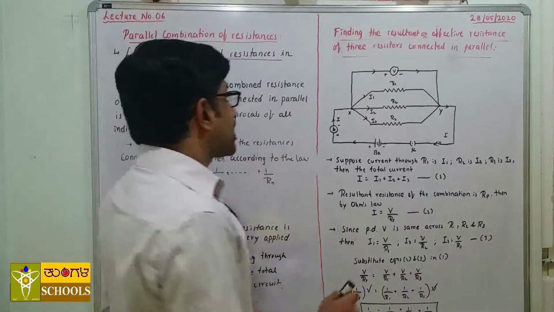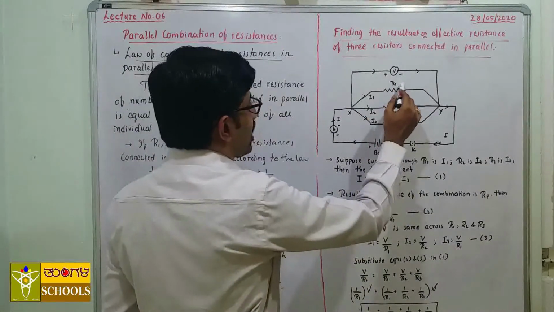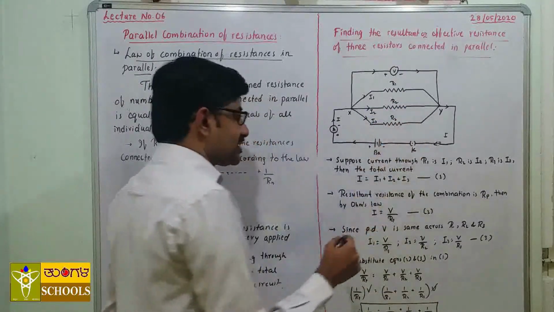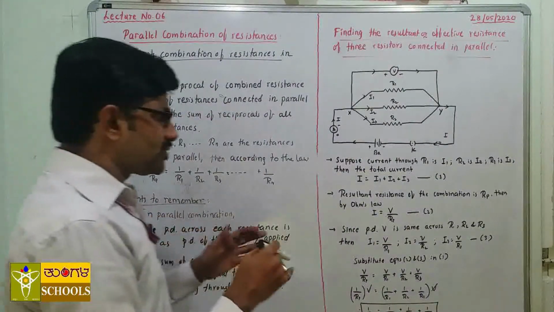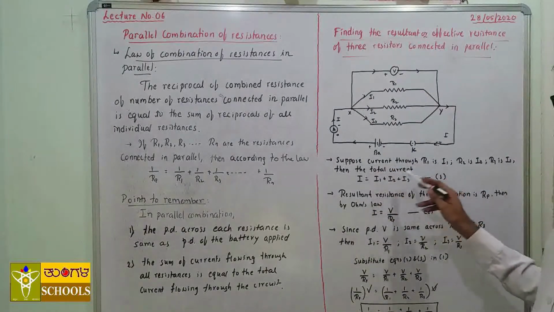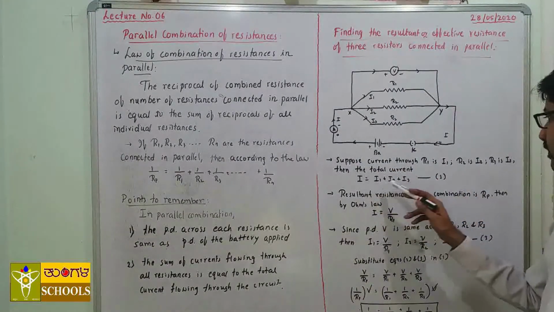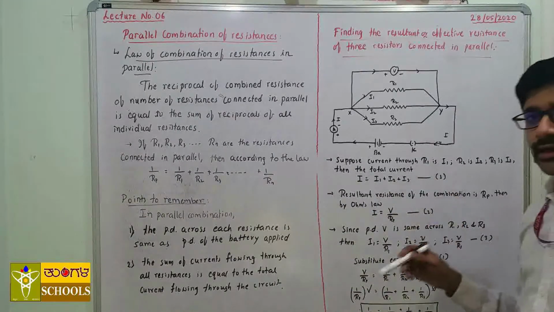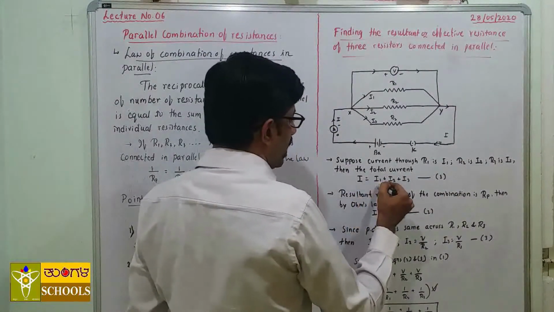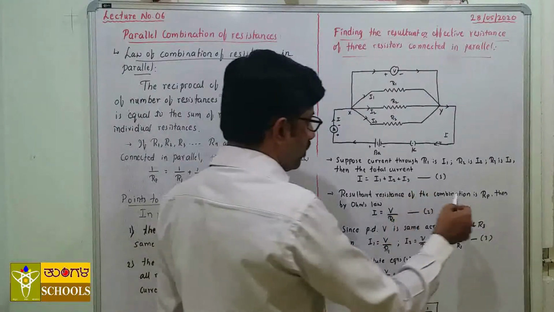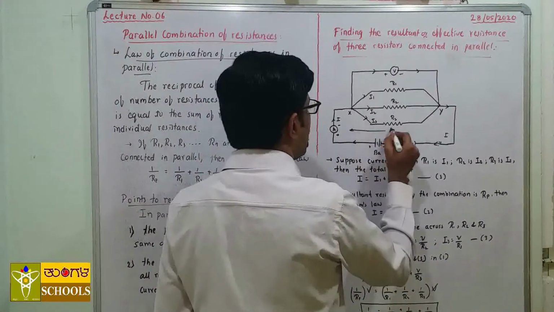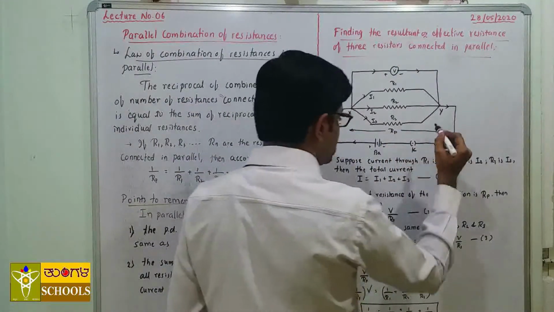Now suppose the current flowing through the resistor R1 is I1, through the resistor R2 is I2, and R3 is I3. As per the law, I is equal to I1 plus I2 plus I3. That is the total current across X and Y. The overall combination across that is taken as RP, the parallel resistance.